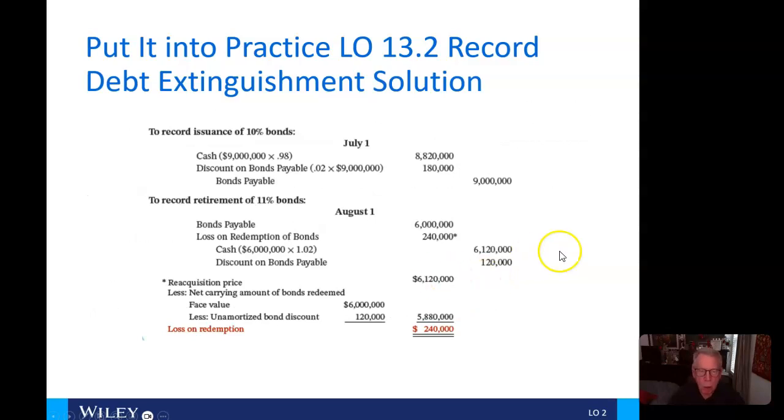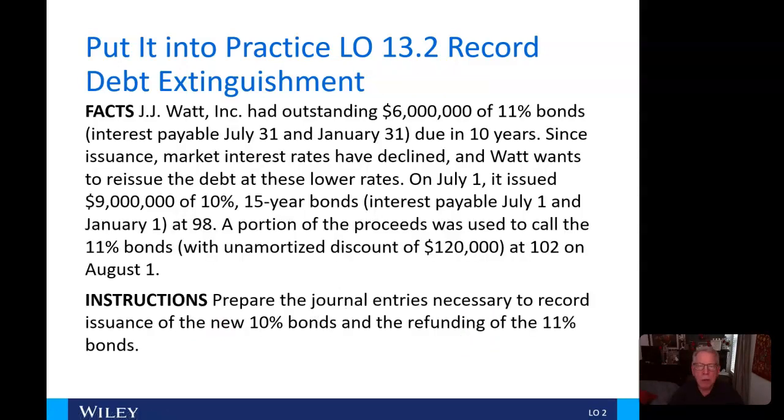Okay, so we're going to subtract $120,000 from the $6 million, and that gives us $5,880,000, which we subtract from the reacquisition price of $6,120,000, leaving us a loss on redemption of $240,000 here. Now, that $120,000 again was the unamortized discount.